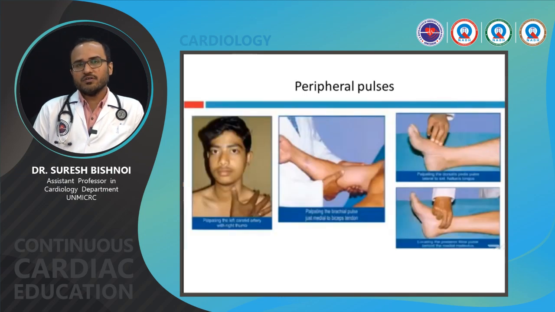And one more important thing, you should look for the apicocarotid delay. Normally we feel that the apex and carotid are palpated simultaneously, but in patients with very critical AS or severe AS, you feel that the carotid pulse is delayed as compared to the apex. And this is a very important finding in the patient with severe AS. Then you should look for all the peripheral pulses, like both the carotid pulses, brachial artery, dorsalis pedis, posterior tibialis. So in clinical examination, you should examine all the peripheral pulses.